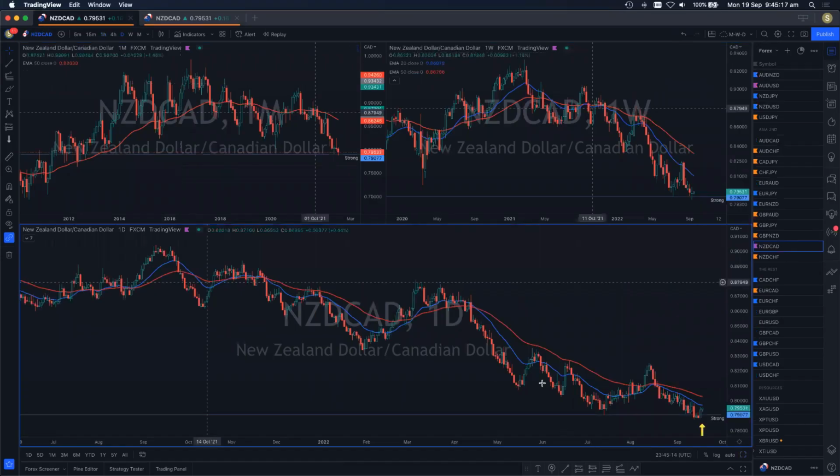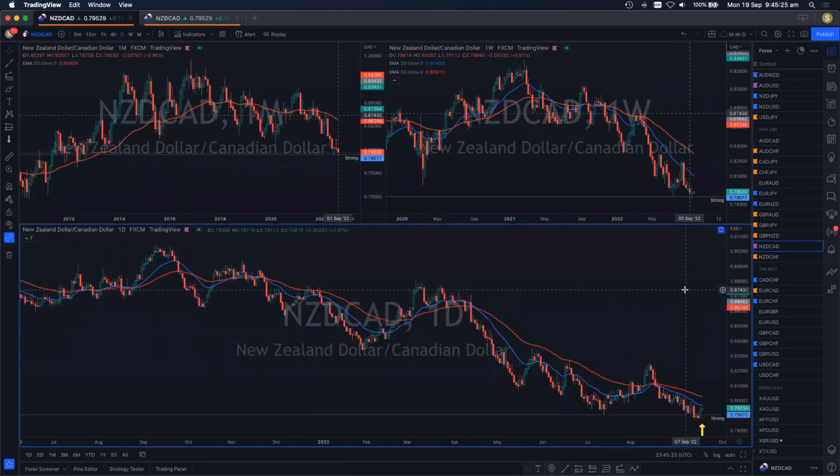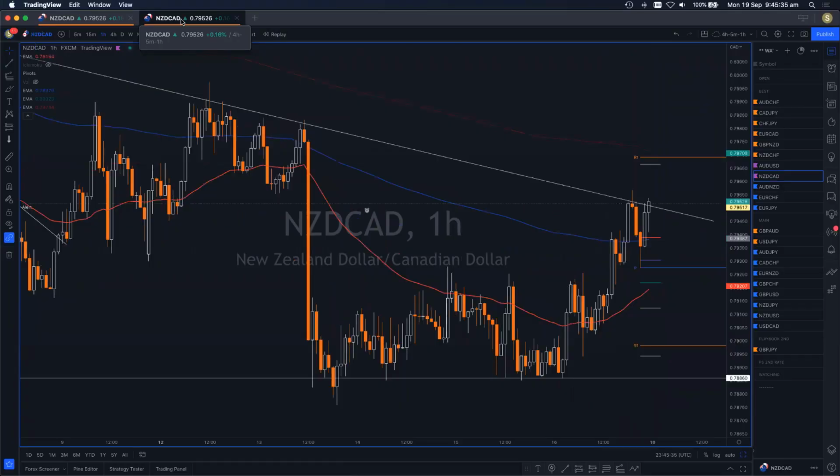Kiwi CAD. So again, we've got a lower low on the price action, but a much higher low on the MACD. So MACD divergence, implying higher prices. We've got some deceleration here the last few days. A big bullish day on Friday, and maybe we'll get some continuation of that today.